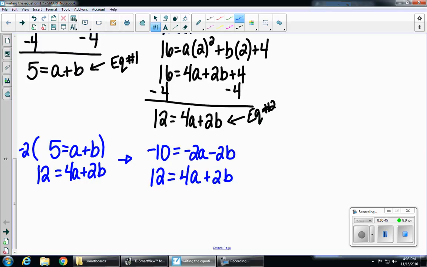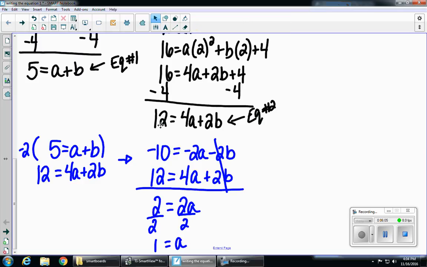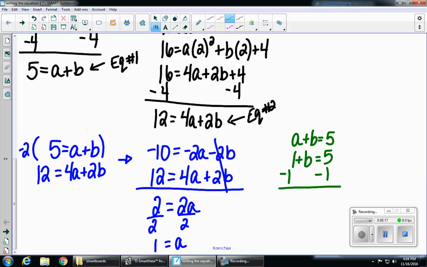Now I'm going to add these two equations together. -10 plus 12 gives me 2. -2a plus 4a gives me 2a. And my -2b and positive 2b cancel out. So I'm going to divide by 2, and I get a equals 1. Now I want to find b. So I'm going to go back to equation 1, which said a plus b equals 5, and plug in for a to solve for b. When I do that, I get b equals 4.